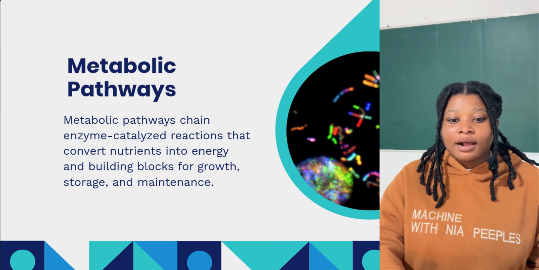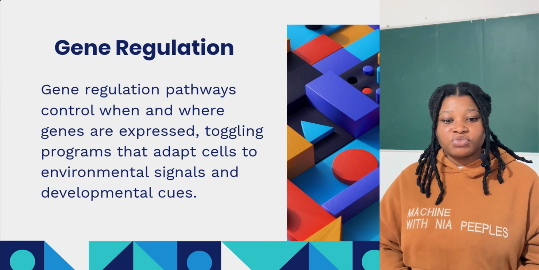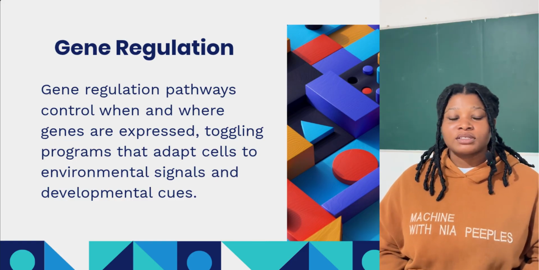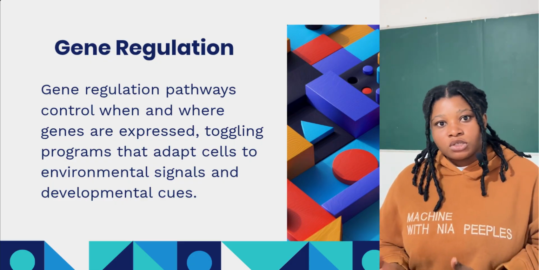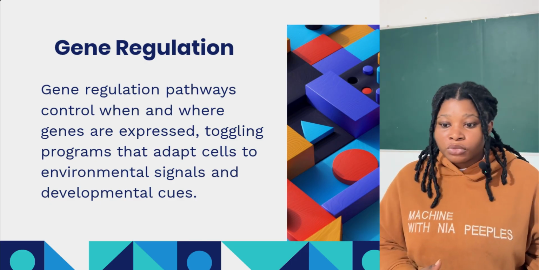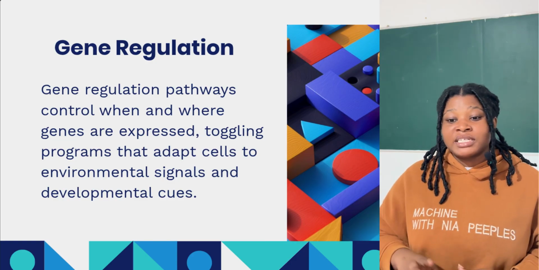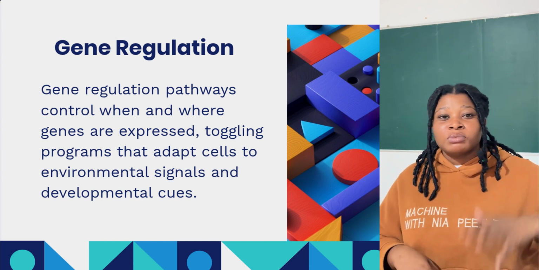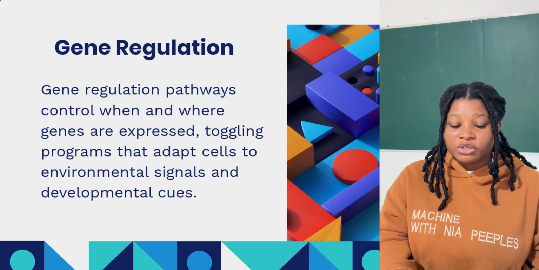Now let's discuss the next pathway type, which is gene regulation pathways. These gene regulation pathways basically turn genes on or off. They are like the control room of the gene system. So they determine which gene is supposed to be on at this time, which gene is supposed to be off at this time. So this is just a little about the gene regulation pathways.